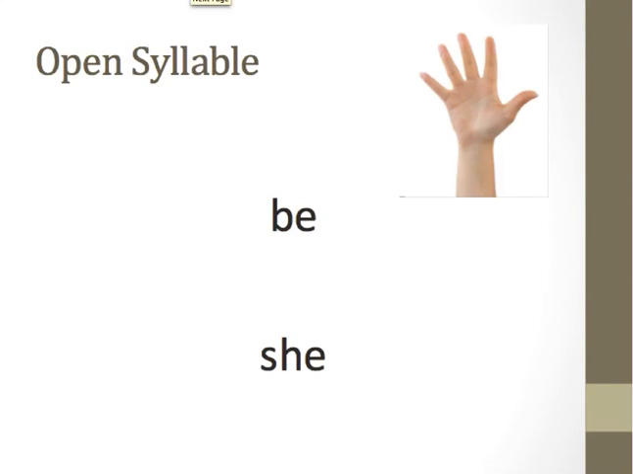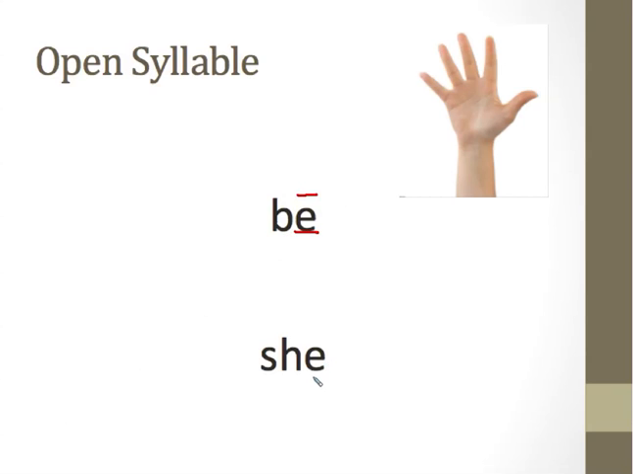A different type of syllable is an open syllable. An open syllable starts by finding the vowel and then scooping to the right again, but in an open syllable there are no consonants, so I have one vowel followed by nothing. When it is an open syllable, the vowel is going to say its name, it's going to be a long vowel sound, so this would be b, e.